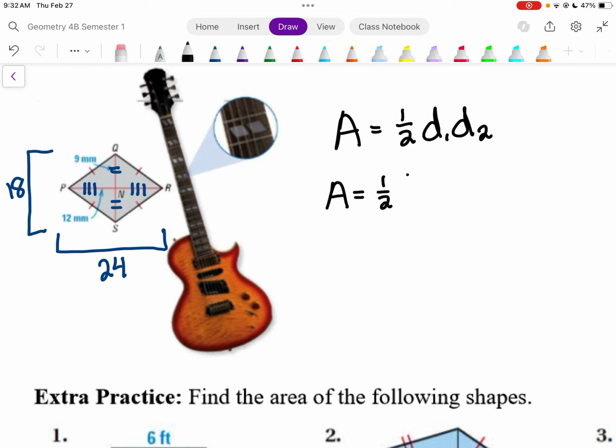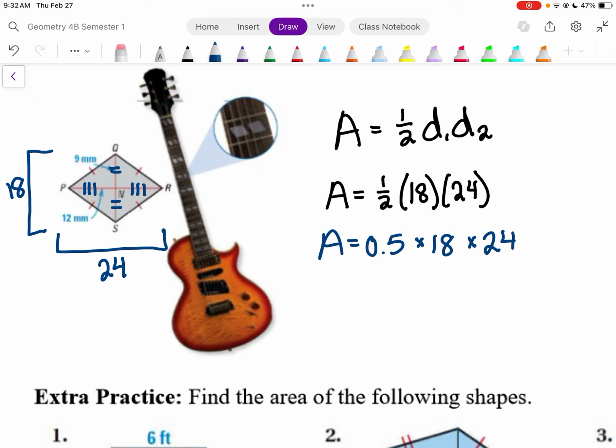So when we plug that into our area formula, we would have 1/2 times 18 times 24. And again, most people would type this into their calculator as 0.5 times 18 times 24.